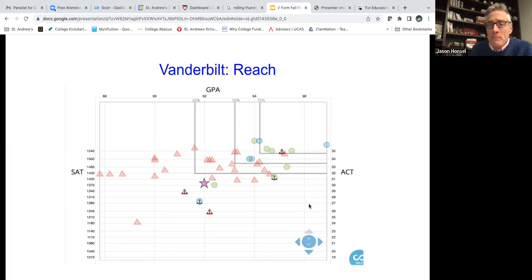But again, we saw the contrast between the Elon and even the middle ground, Maryland and Wake, and to see a place like Vanderbilt, you see how much more selective a school that only admits 7% becomes. And so you see a mostly large cluster of red triangles here on our left. And then some admits up there on the right side, but you see the much stronger testing in most cases and GPA for that cluster of admits.